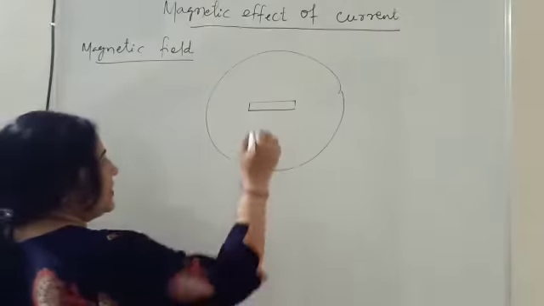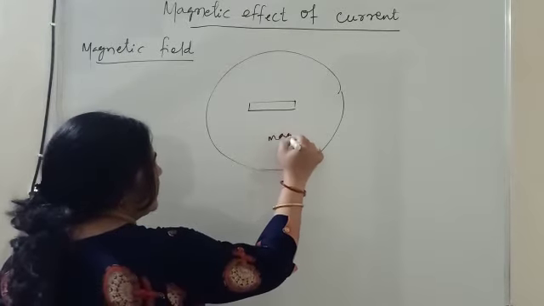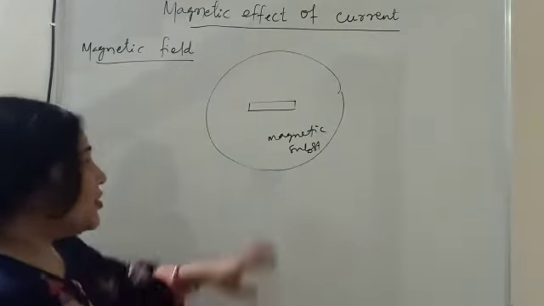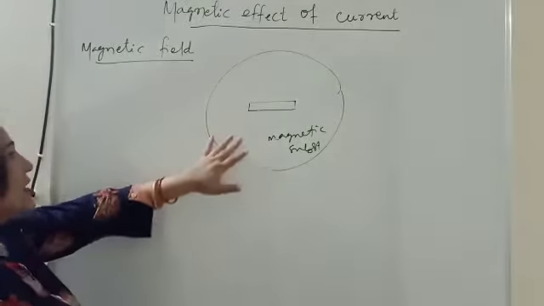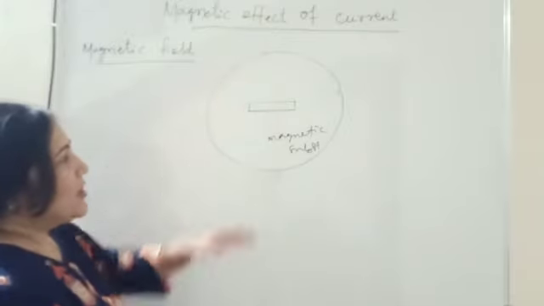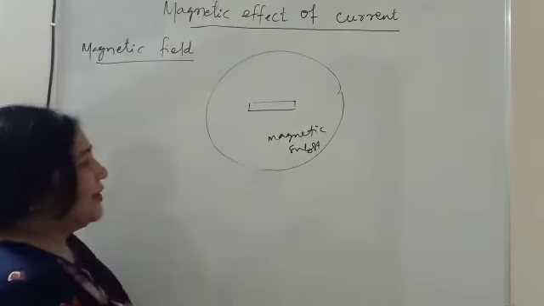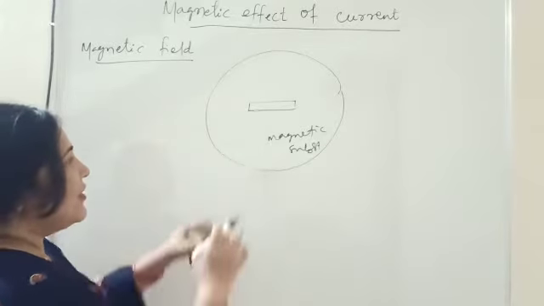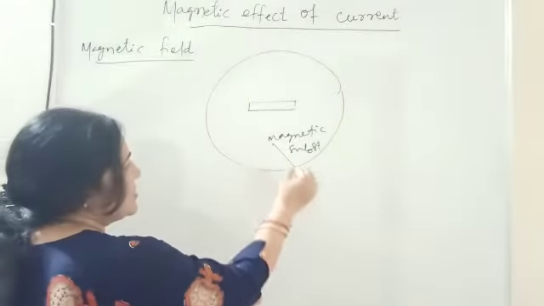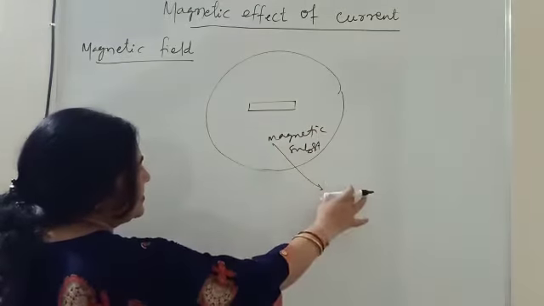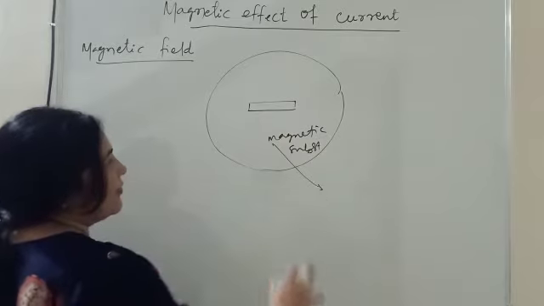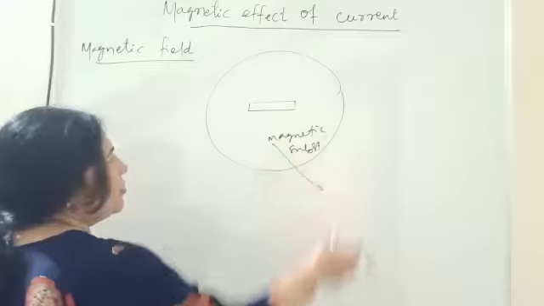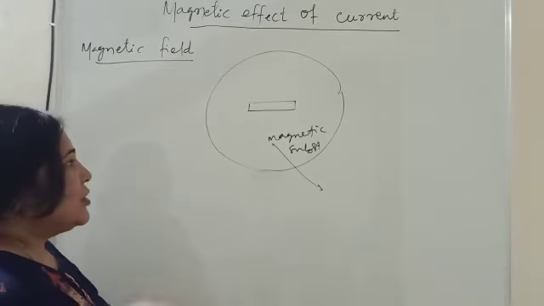Now, in that space or region, if you keep any magnetic substance, you can see that the magnetic substance experiences a force from this magnet. That means it gets attracted towards this magnet. As the distance goes on increasing, if you take the magnetic substance away, after some distance you won't feel that force of attraction.